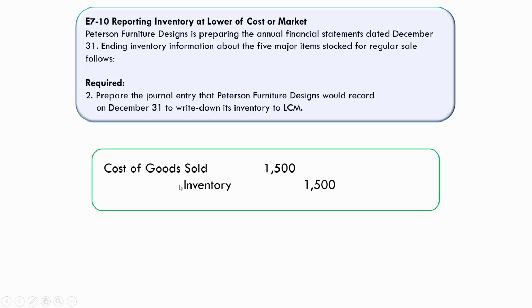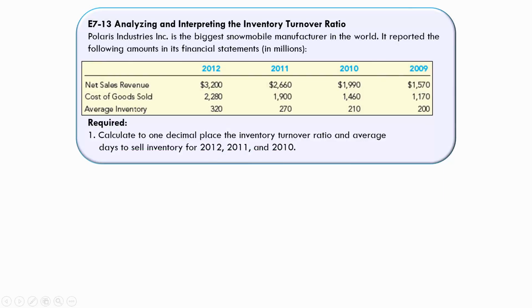So when we do this journal entry, we're going to have to again expense off an asset, credit our inventory for $1,500, and debit cost of goods sold for the $1,500.